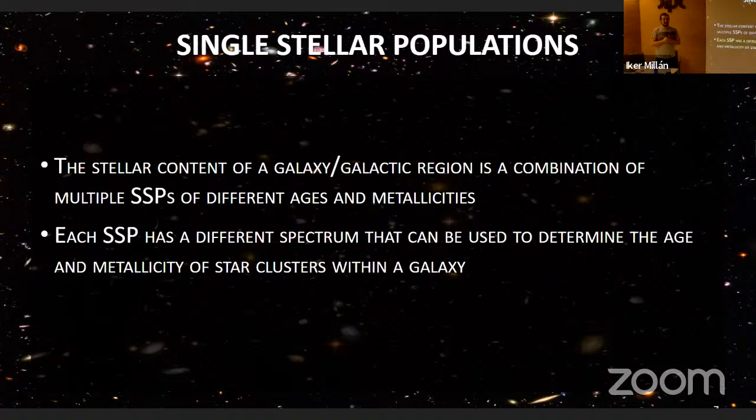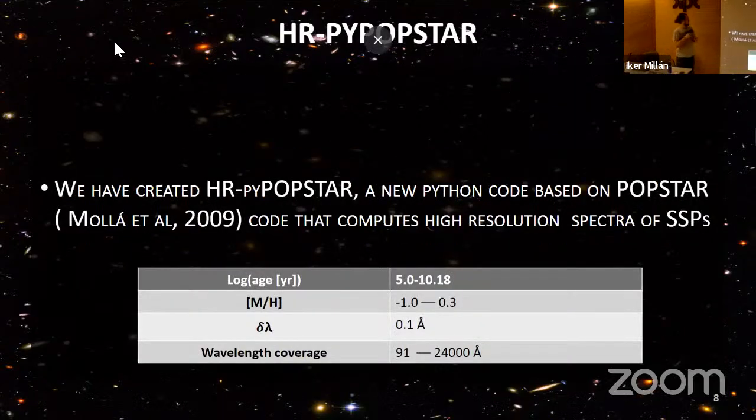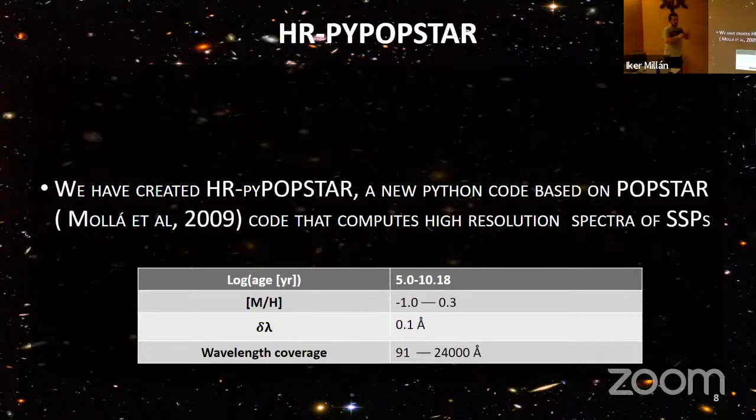The thing is that each SSP, especially the higher resolution ones, has very specific features that can be used to determine exactly the age and the metallicity of the population. So they can be thought of as the fingerprints of a population. For that, we have created HR-pyPopStar, a new code written in Python that is based on PopStar from Molla 2009 and computes higher resolution spectra of SSPs. Our main objective was to have the best coverage in age and metallicity with a good wavelength covering range.